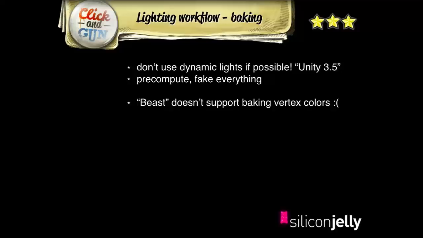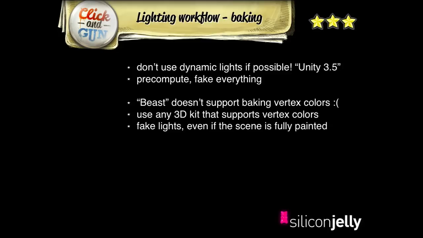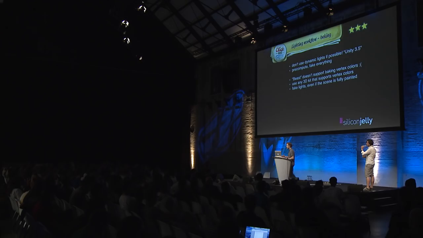We wanted to use the internal Beast, but I don't know if it's possible to bake vertex colors in Beast, because we were using Unity 3.5. So we had to use other third parties like 3ds Max. You can use Maya or Lightwave, any program which has better render techniques and render support. And you can paint the lights with a brush, because these programs already have vertex paint support. And I think that there are some Unity plugins for this kind of stuff, so I think that the process can be much more effective.